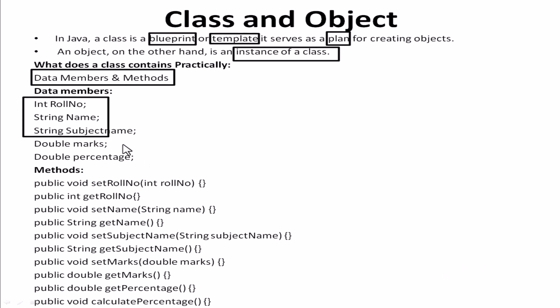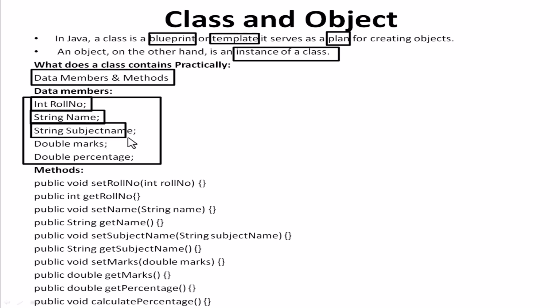So what do data members contain? You can declare different data types, as we have seen: integer, string, double, float, and other kinds of things. If you consider a particular student, he will have a roll number declared as an integer, a name declared as a string, a subject name as a string, and marks percentage as a double, so the percentage marks will have a precision.